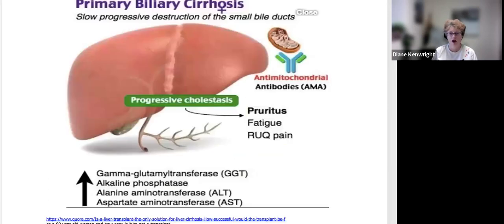Let's think of primary biliary cirrhosis. So we have a typical presentation: itching, jaundice, fatigue, and right upper quadrant pain. We have a typical serology, right? So primary biliary cirrhosis is defined by anti-mitochondrial antibodies, and it causes inflammation and destruction of small bile ducts.